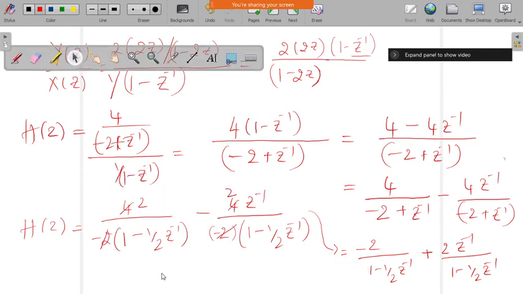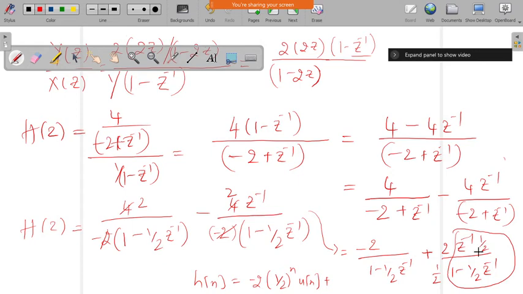What is the h of n? So h of n will be equal to, for the first term, minus 2 into half power n into u of n, plus the second term. Since there is a z inverse, we multiply and divide by half, so this term will be alpha power n plus 1, like that we can write. So this we can write as 4 into half power n minus 1 into u of n minus 1. So we can write like this.